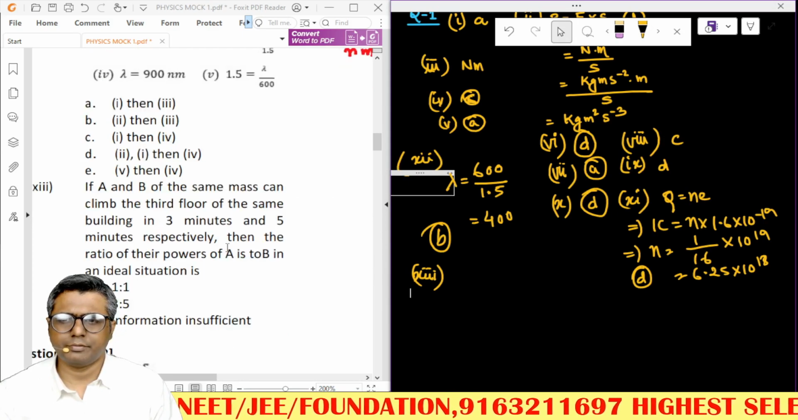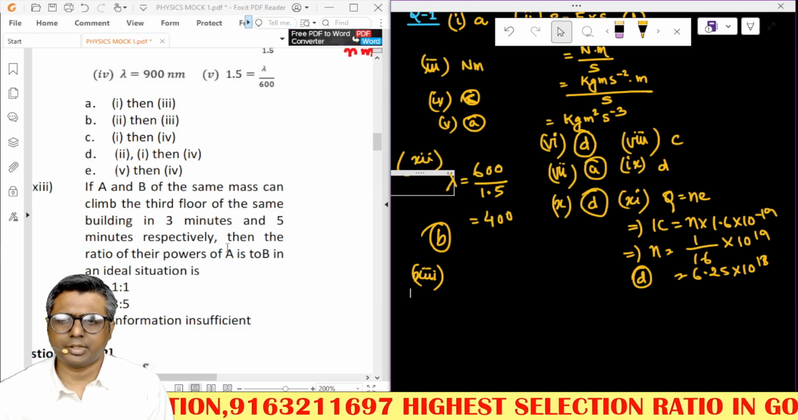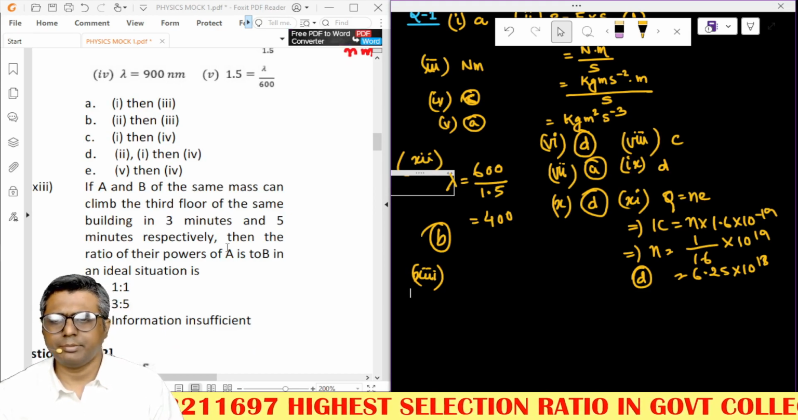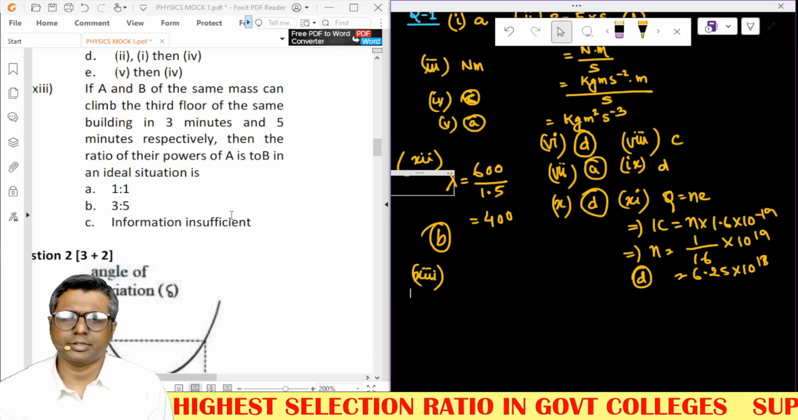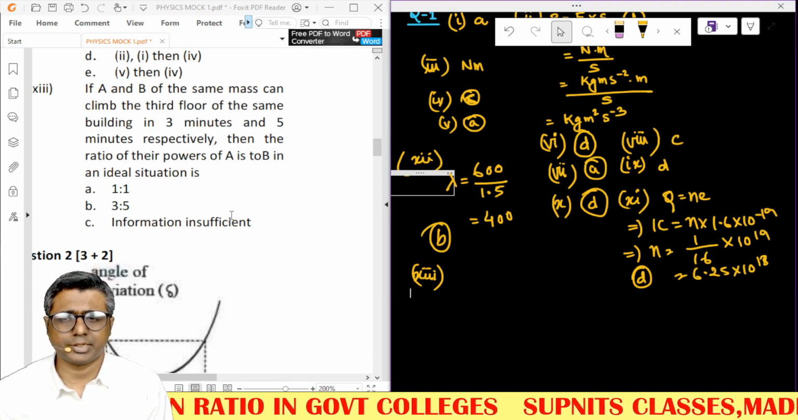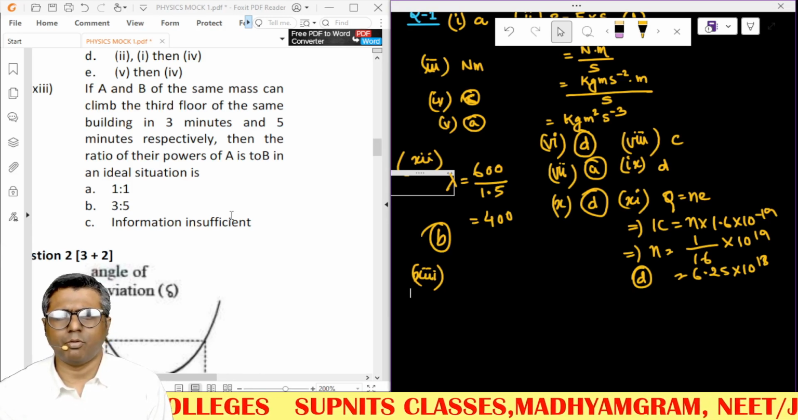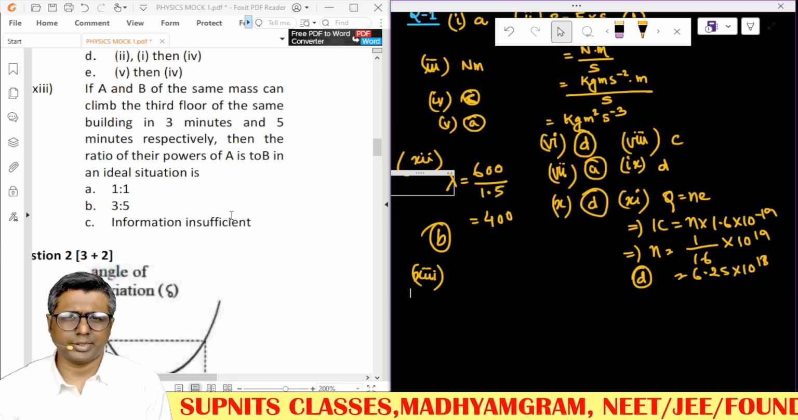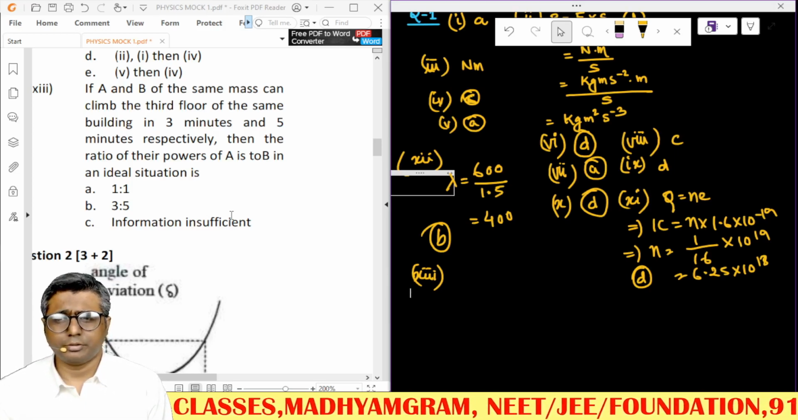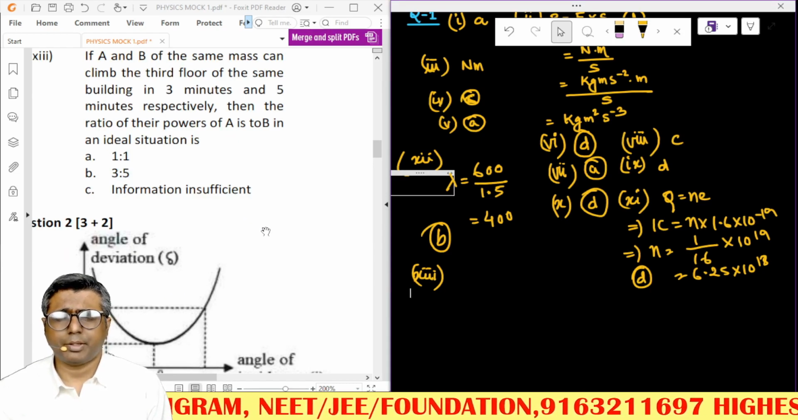Next question, A and B, two bodies of same mass, climb the third floor of the same building in 3 minutes and 5 minutes respectively. Good. So definitely I can understand the power of A is much more because he is doing it in much lesser time. So they have asked to find out the ratio of their powers. So power of A will be more.